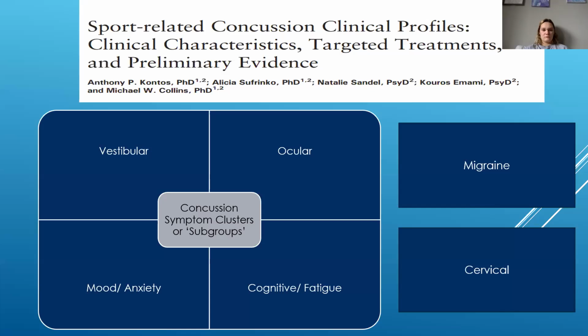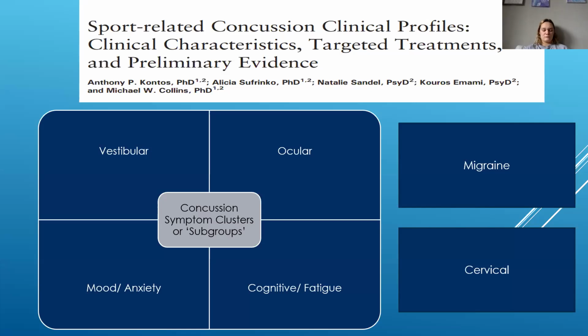Okay, so we got into these symptom clusters, or subgroups: vestibular, ocular, mood, anxiety, and cognitive fatigue. And we also said that originally there were 6 symptom clusters described, including migraine or persistent migraine, post-concussive headache, and or cervical symptoms, right?